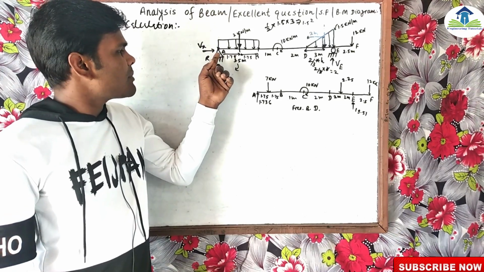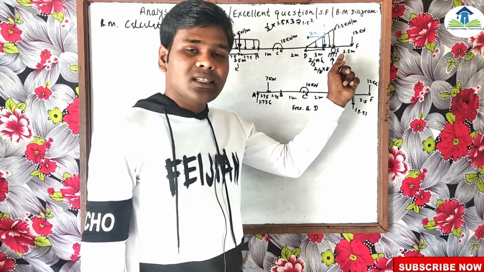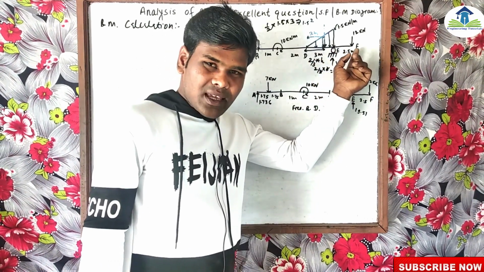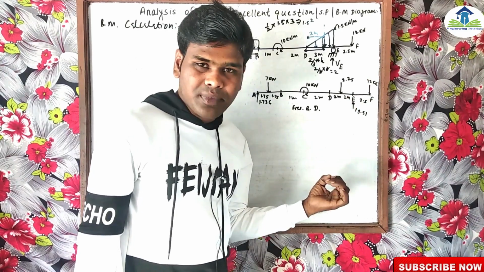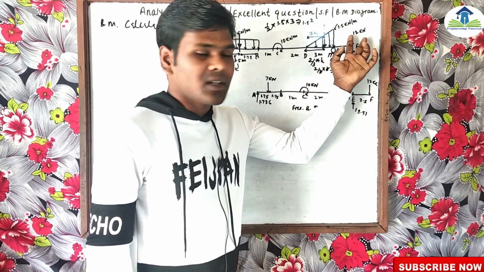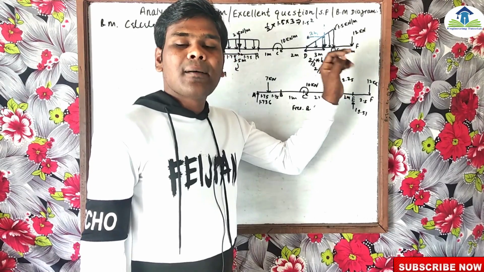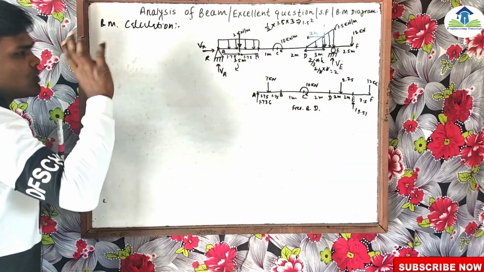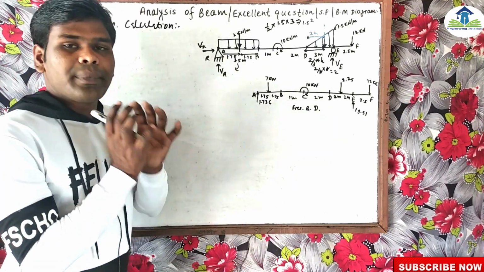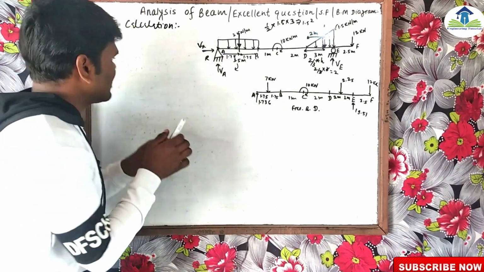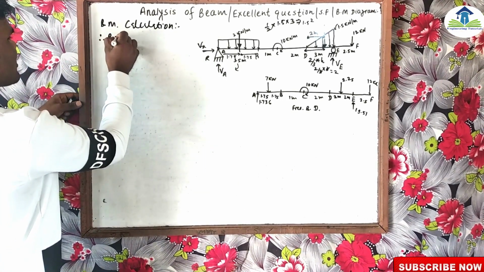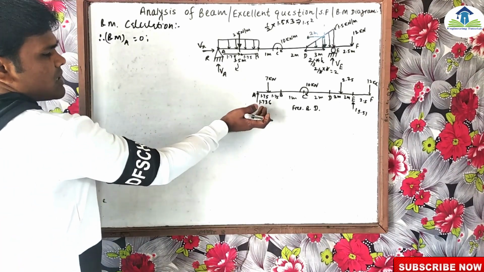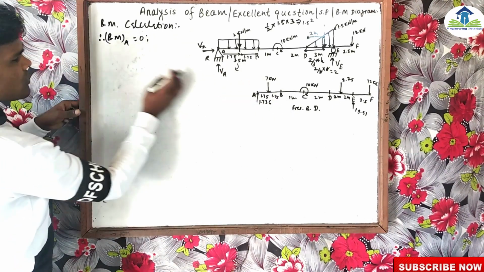So the bending moment at point A is 0, but at point E the bending moment is not 0, because on the right side there is an extra hanging beam, and there is also a 12 kNm moment acting. And we can also prove that the total bending moment at point A will be 0. How? Let's see. We are going to calculate the bending moment at point A. So I am going to write the calculation.